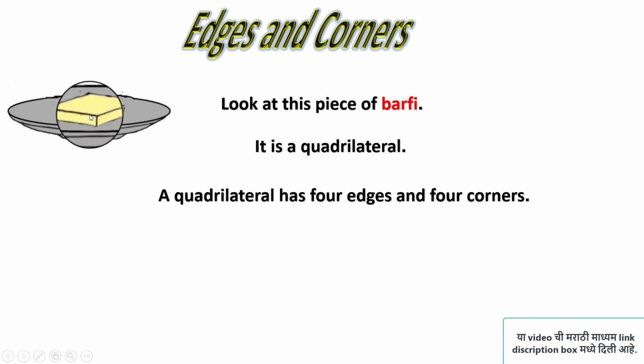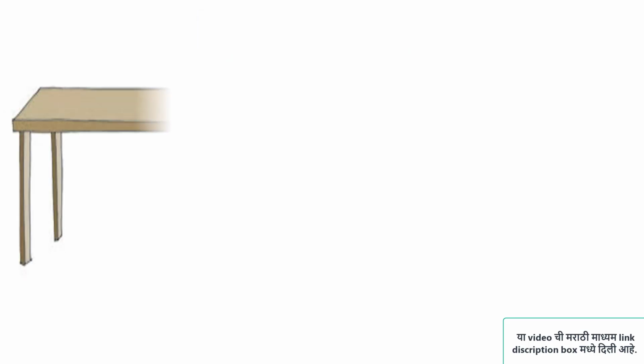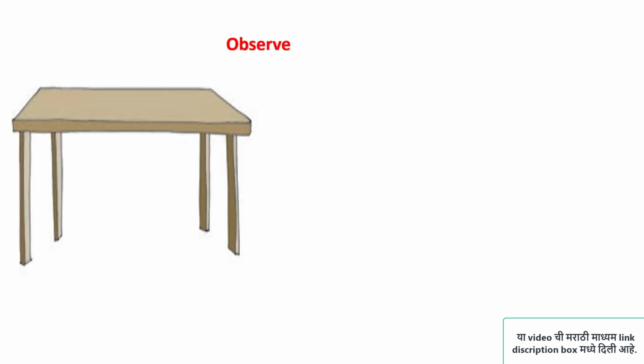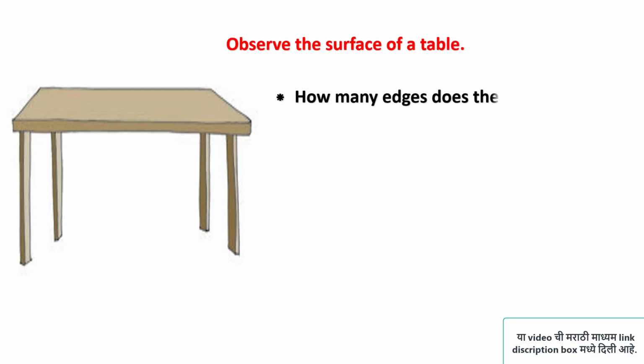You may look here at the piece of burfi. It is a quadrilateral and it has 4 edges, means 1, 2, 3 and 4, and 4 corners, 1, 2, 3 and 4 corners. Look at this picture. Observe the surface of a table. How many edges does the surface have? The surface of the table, this is a surface of a table and we find out the edges of the table.